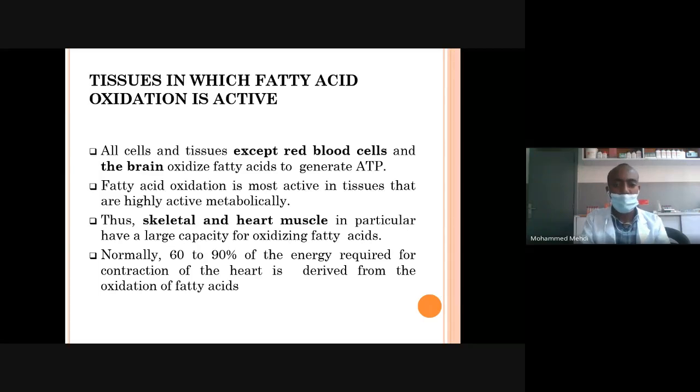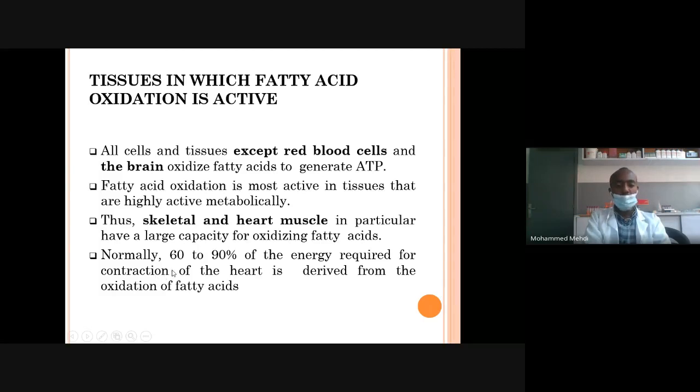Fatty acid oxidation is most active in metabolically active tissues. They use fatty acid as a source of energy. These are skeletal and heart muscle. They have high energy demand. As a result, they use fatty acid as a source of energy in addition to glucose. All cells prefer to use glucose as a source of energy, but those who need a high amount of energy use the secondary energy preference, fatty acid, which will be oxidized in those tissue types.